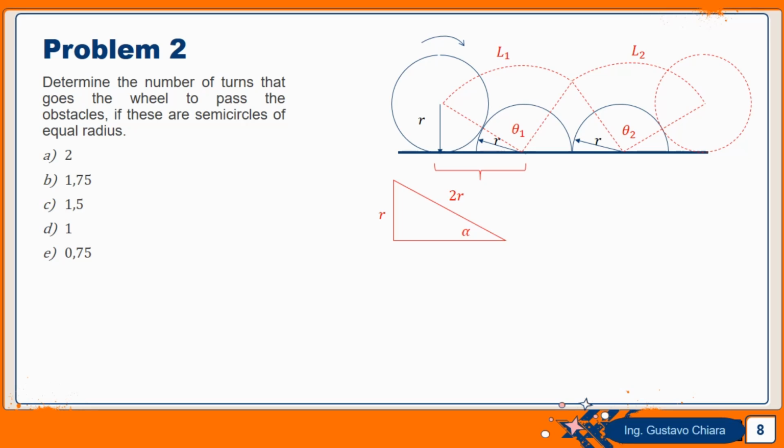So this is a remarkable triangle, and remember that the angle of this remarkable triangle is 13 degrees.